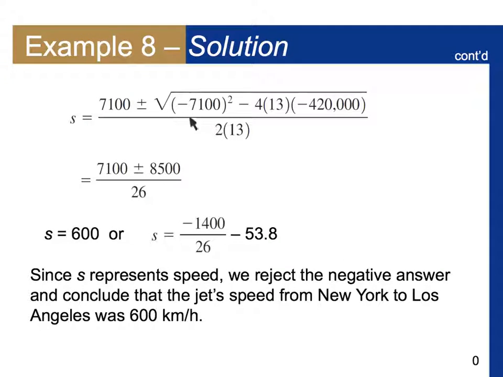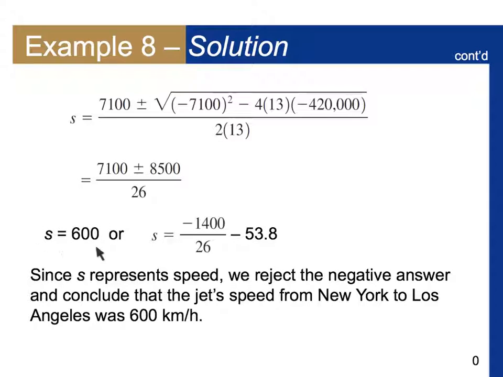Plugging that in: negative B plus or minus the square root of B squared minus 4 times A times C, over 2A. For something like this especially, do the discriminant first. If you get a negative, you'll know you have no solution, but once we do this part, the rest is a little bit simpler. We take the square root and we get 8,500. So we have 7,100 plus or minus 8,500 over 26. We get two solutions when we do that. We do plus, we get S equals 600.